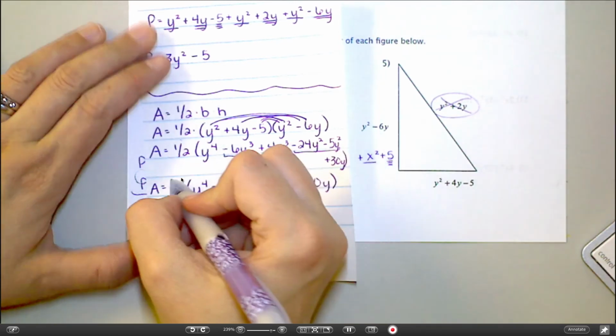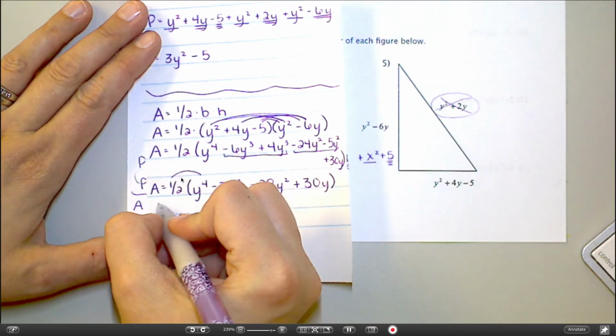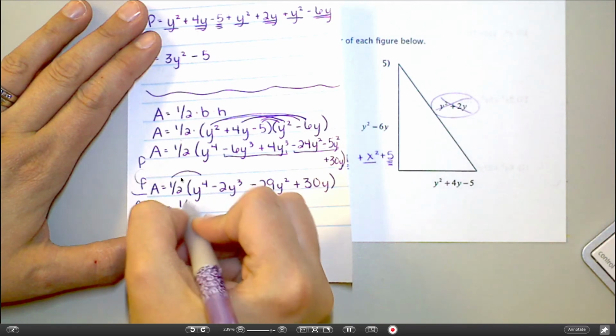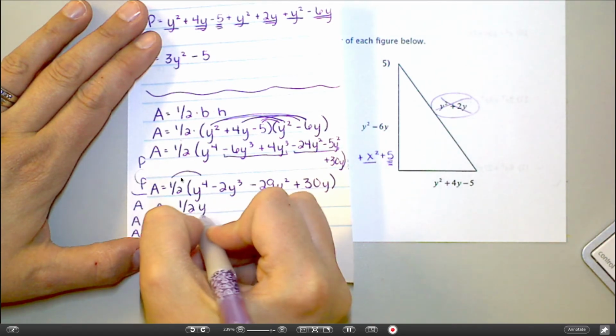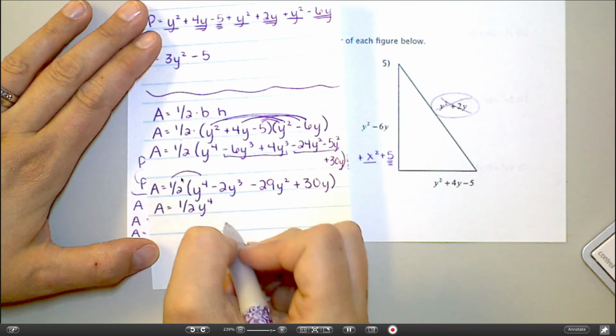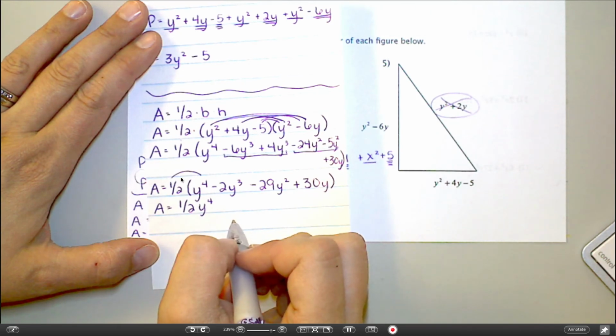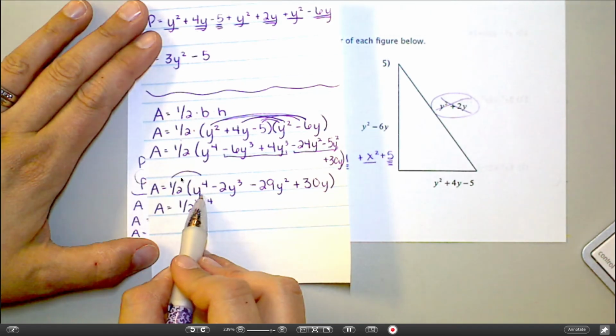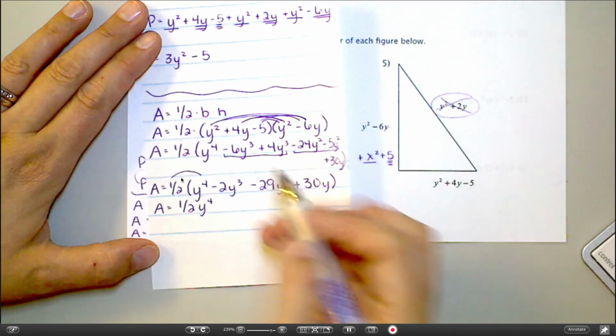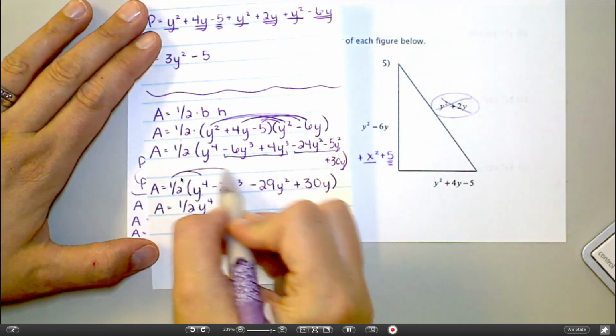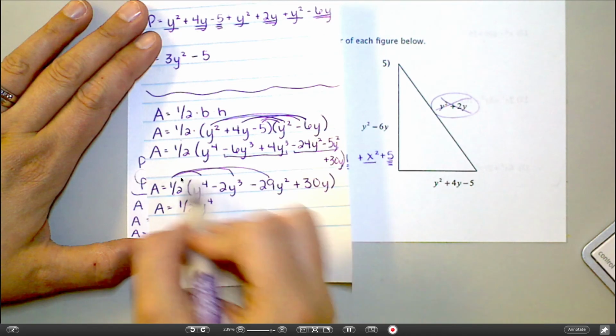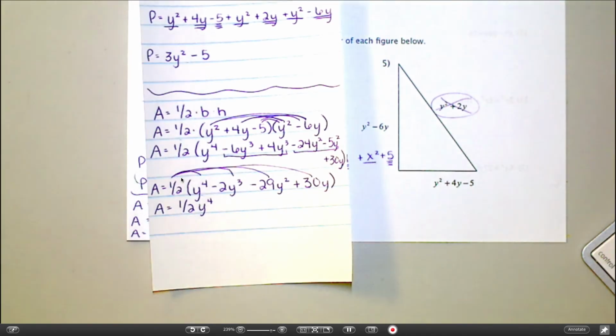Half times y to the 4th minus 2y to the third, minus 25y to the second, plus 30y. Okay. So you did the 1/2 times this. I think you forgot to multiply, that 1/2 has to be multiplied by everything in here. Oh. Okay. So you were right to multiply by the 1/2 in the front, but you've got to multiply everything.